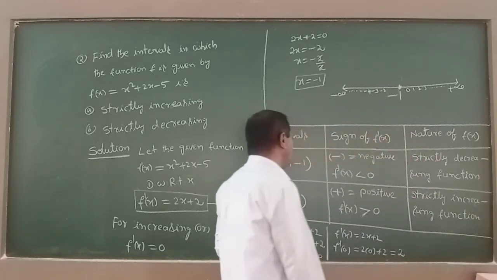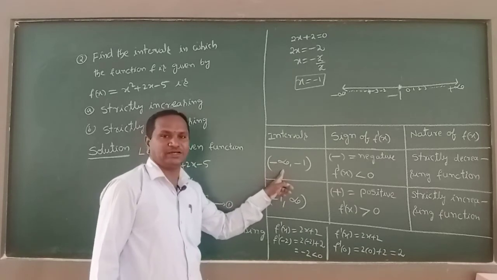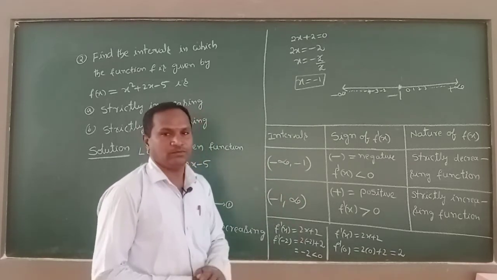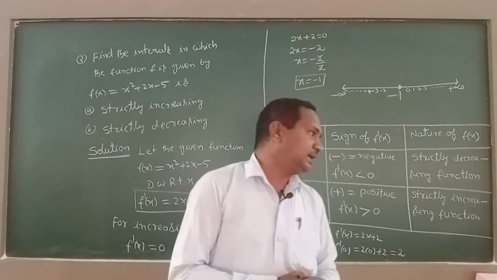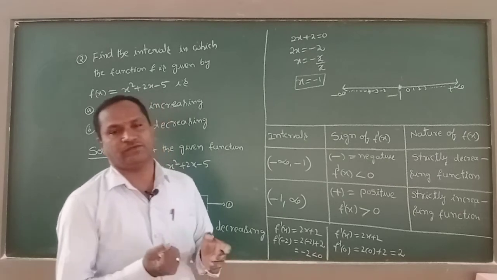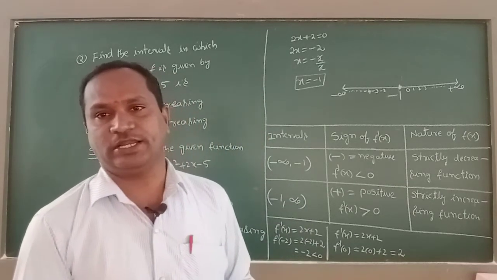That's what we can tell. f of x is a strictly decreasing function in the interval minus infinity comma minus 1. At the same time, it is a strictly increasing function in the interval minus 1 comma infinity. Like that we are giving the solution for this question.